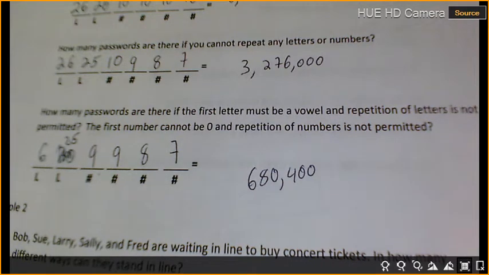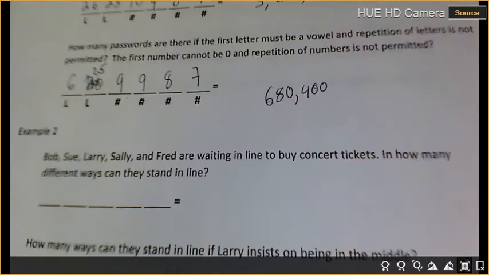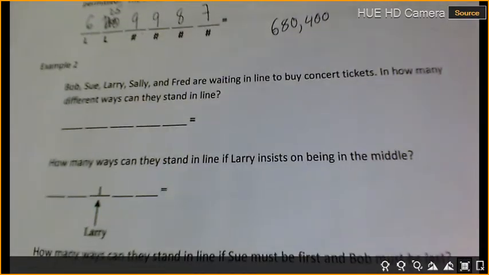All right. We're going to move on. I did not write this, by the way. My names were better. I made up the warm-up. Okay, so Bob, Sue, Larry, Sally, and Fred, apparently it's 1950, are waiting in line to buy concert tickets. In how many different ways can they stand in line?